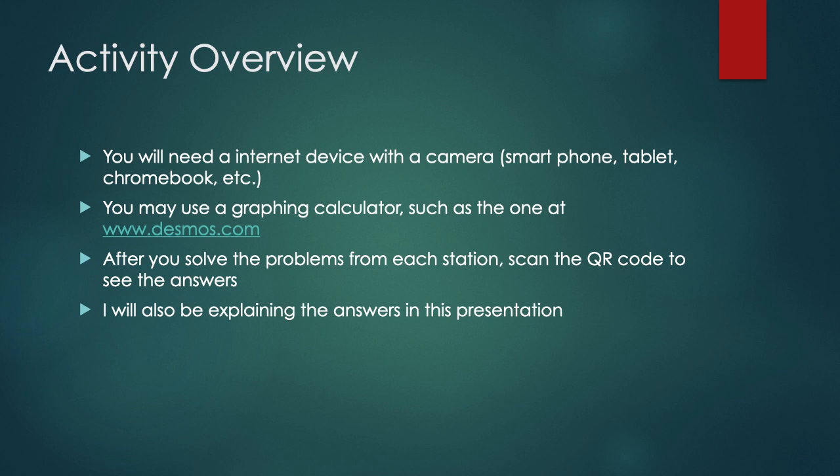You are going to want to have access to a calculator. I think a graphing calculator such as what's on Desmos would be more than sufficient for you, but if you have a Texas Instruments calculator or a Casio or anything else, that will work as well. The way the activity works is you may have the printout of all the different stations. What you're going to do is you're going to solve the problem and then you're going to scan the QR code to see the answers.